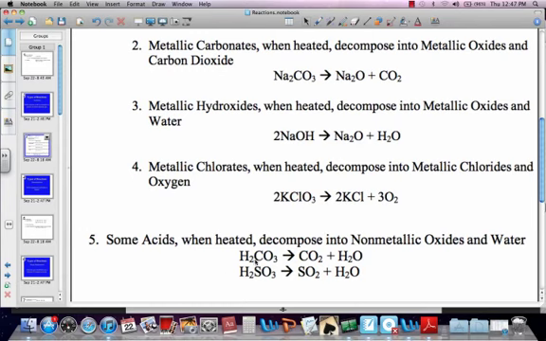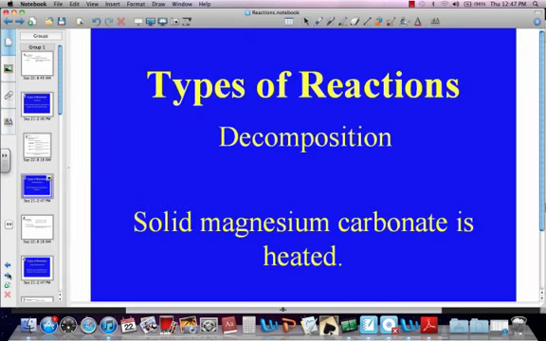And then there's a couple acids that are so weak that they constantly break down. Carbonic acid always breaks down into carbon dioxide and water. Sulfurous acid always breaks down into sulfur dioxide and water. So if you look at your homework once again, it says solid magnesium carbonate is heated. I want you to write out the reaction and balance it.